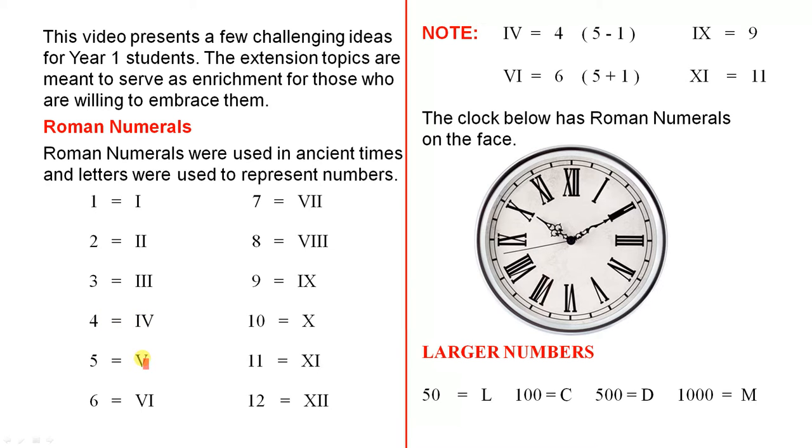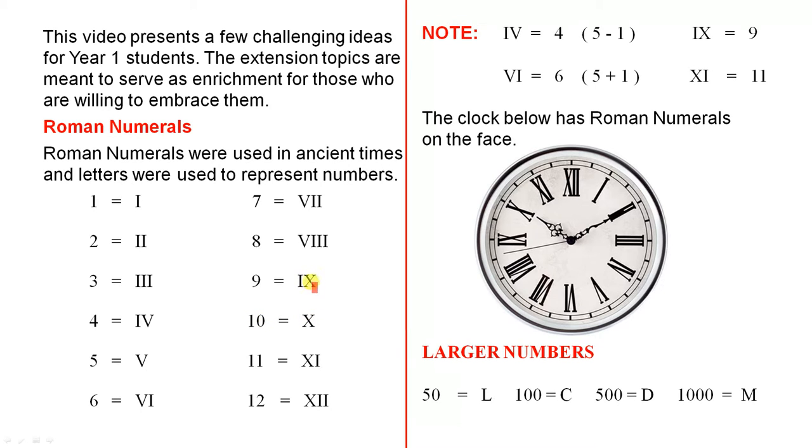So that one's 5. Here, when the letter is to the right of the V, you add 1. So 5 plus 1 is 6. 5 plus 2 is 7. 5 plus 3 is 8. Let's skip to X, which is 10.